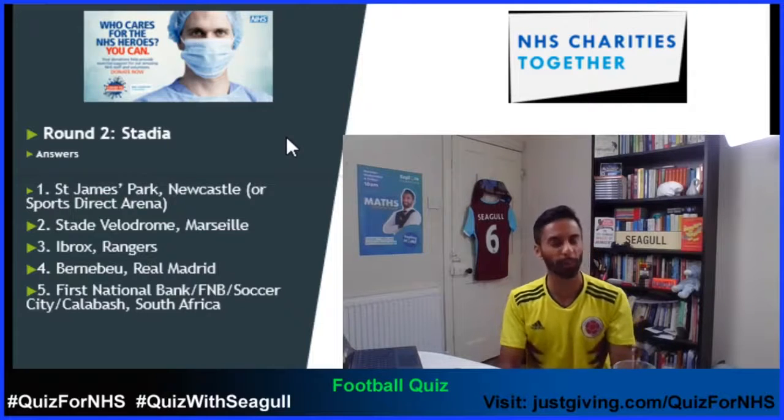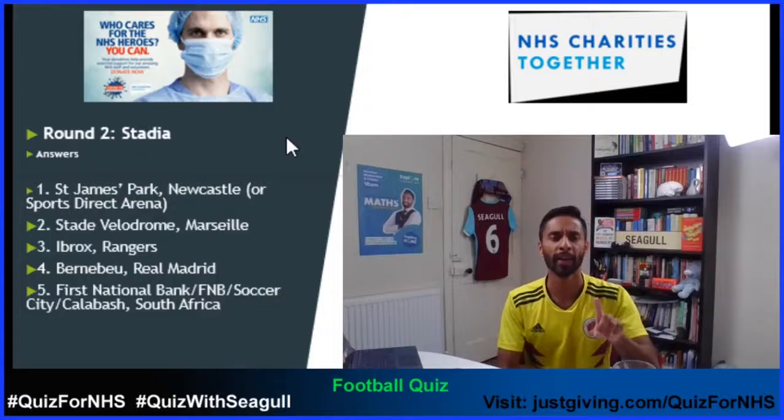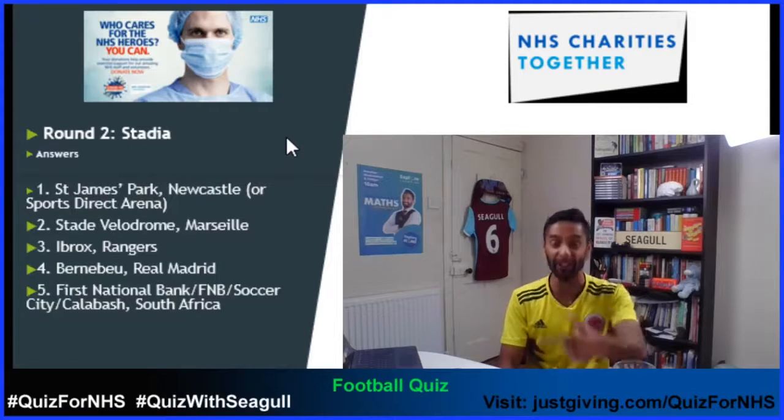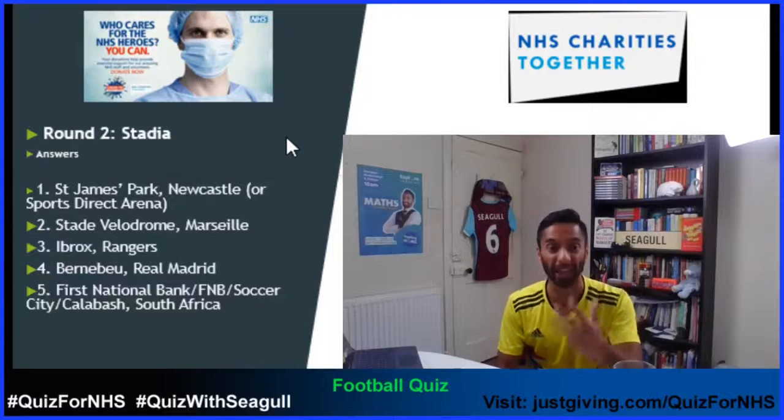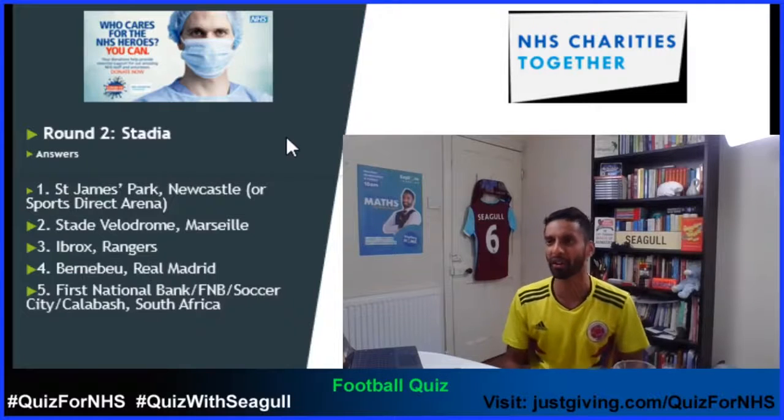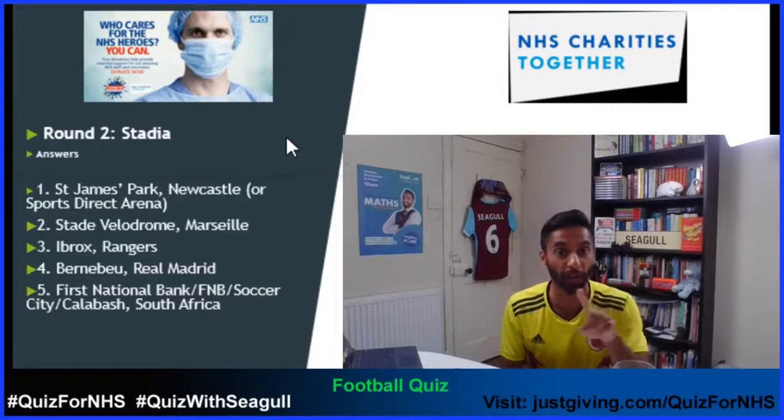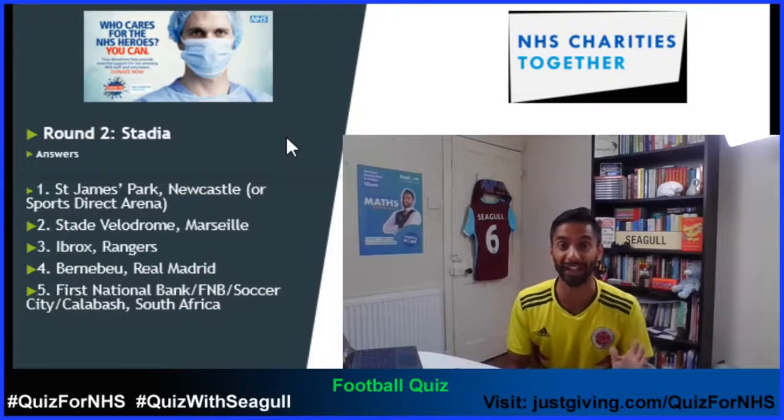And the last one is a tricky one. South Africa, I hope you got that. But the other bit is the stadium name. There's a few: First National Bank, FNB, Soccer City, or Calabash. That was the hard part, so I wouldn't expect anybody to get 10. I wouldn't have got 10. I would have got 9. I wouldn't have got the stadium name.